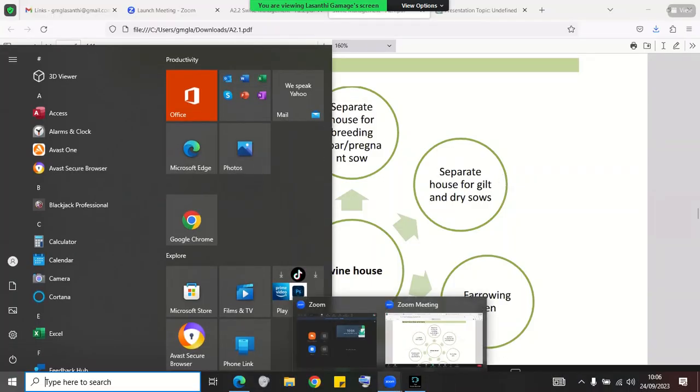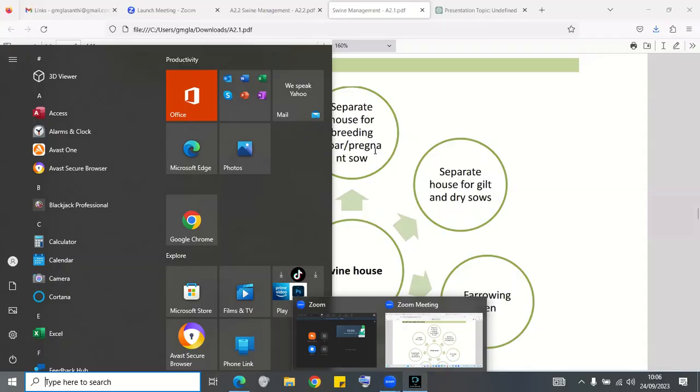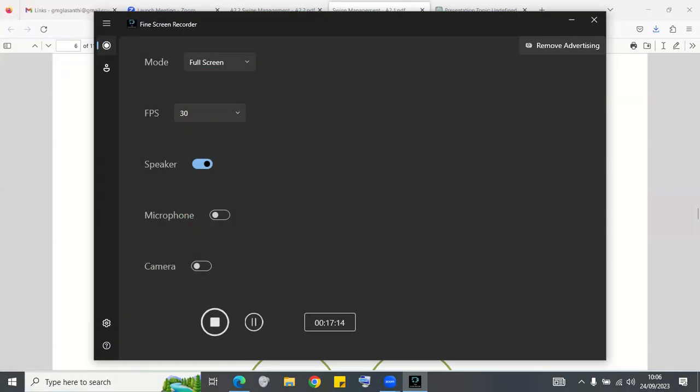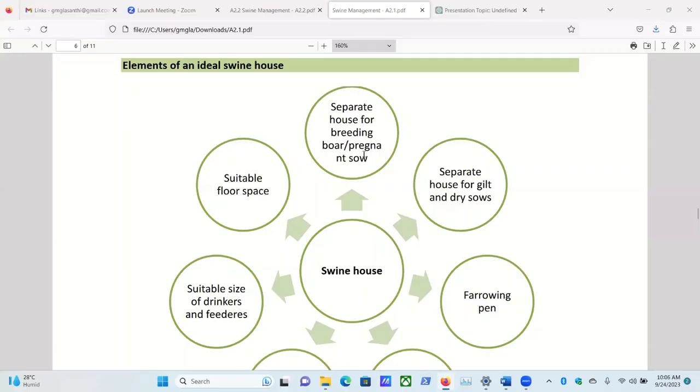Okay, so the first one is there should be a separate housing system or separate house for breeding animals, for the breeding boar and for the breeding sow. Who are breeding animals? The animals who are reared to obtain piglets are called breeding animals. That means we don't produce pork from them.